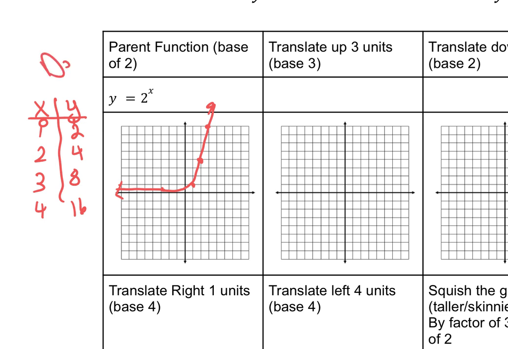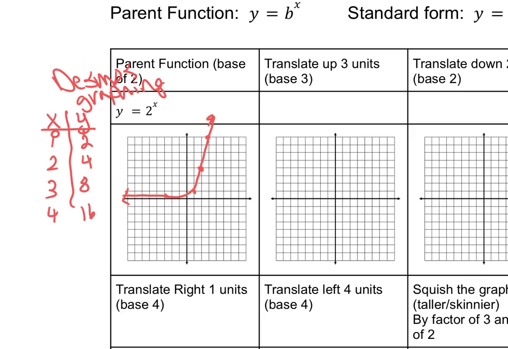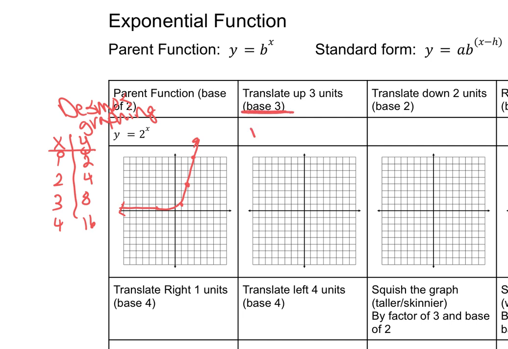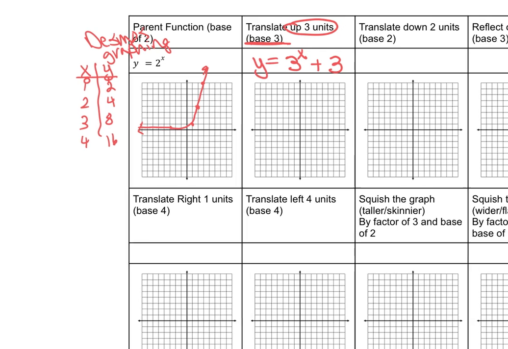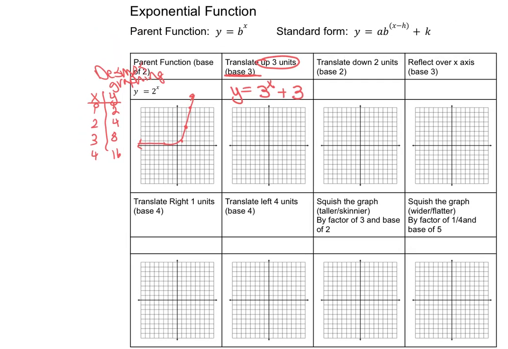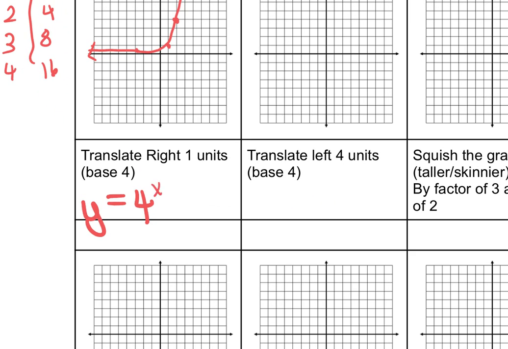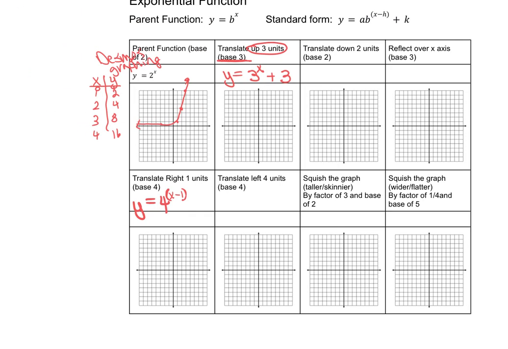Please use your Desmos graphing calculator to help you with these. You don't have to do T-charts, okay? But just make sure when I say it's a base of 3, that means you're going to have y equals 3 to the x, but if it's going up 3 units, that plus 3 is going to be out here, as opposed to translating left and right down here. A base of 4 would be y equals 4 to the x. Translating to the right means you'd have the x minus 1 up in the parentheses like that, okay? So that's how you're going to write those. And when you put them into Desmos, make sure you use the parentheses. Otherwise, it's not going to read what you want correctly.